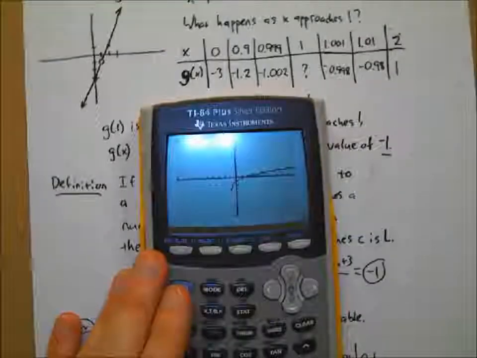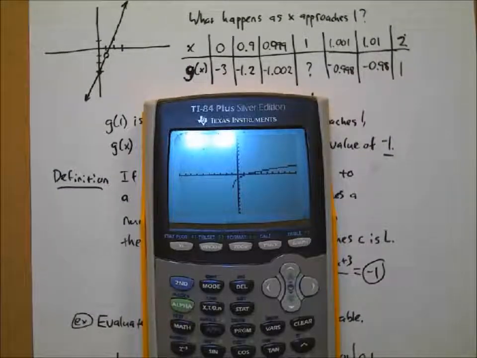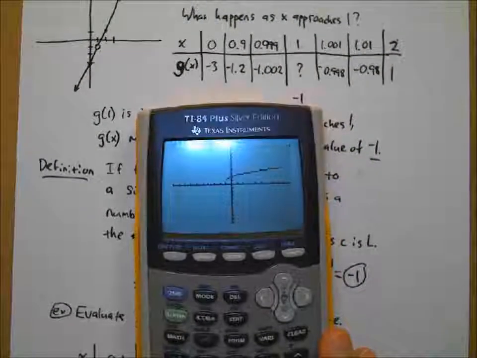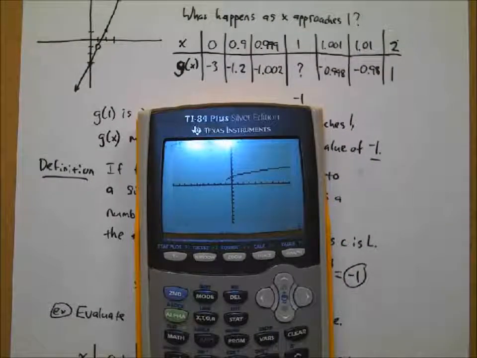Does anyone's graph look like that? Good, it shouldn't. If it looks like that, that means you forgot to put parentheses around your denominator. So if it looks like that, you forgot to put parentheses in your denominator. Your graph should look like that. Okay? So good.